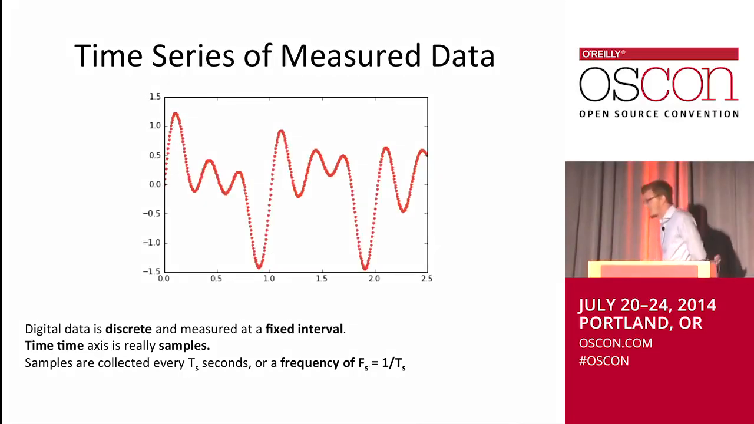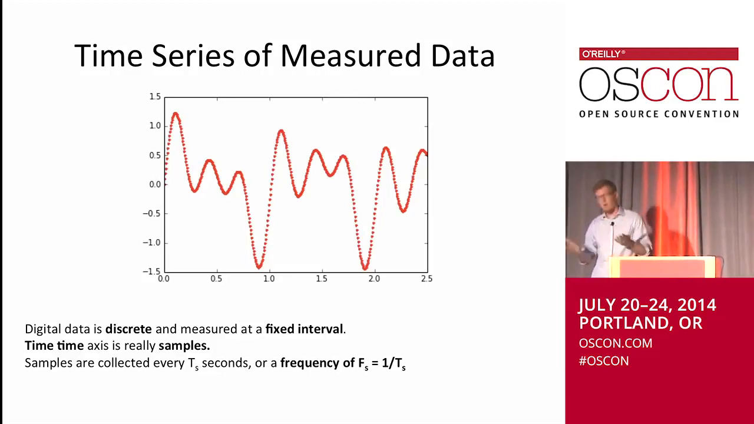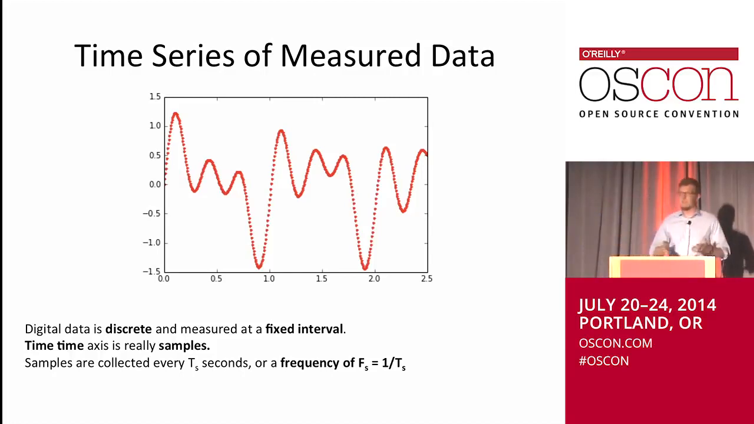So we have a time series of measured data. This is anything that you measure. This is your heart rate over time. This is the height of tides over a year. This is the energy on an antenna on your cell phone. This is anything that you measure at fixed intervals in time. And you take those measurements and you save it digitally, so now you have an array of measurements.